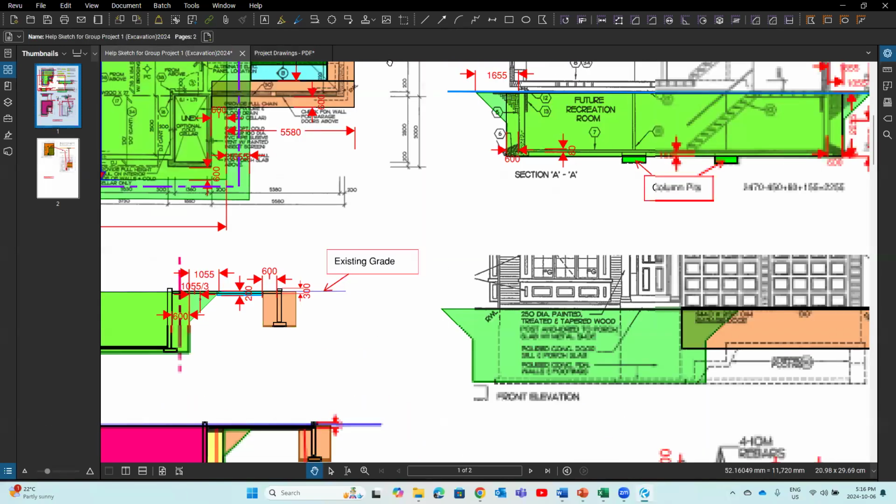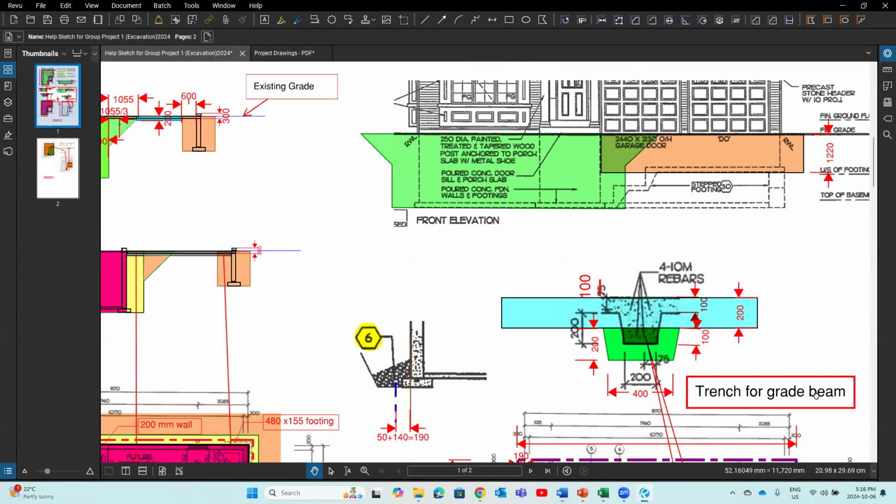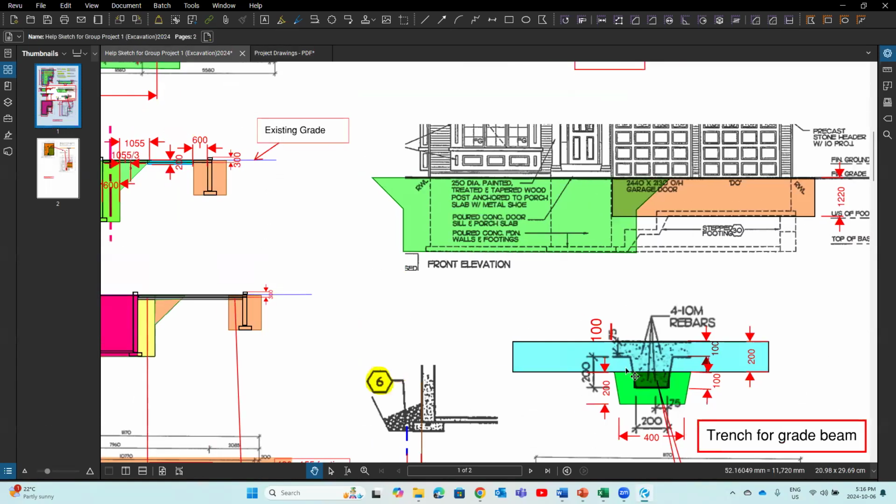You see, I know in the garage, we need to remove the soil, 200 millimeter soil, right? In the garage. And this is my garage slab here, right? If I remove 200 millimeter soil, it goes down to here, right? But my grade beam is there, right? I need to cut a small trench here.